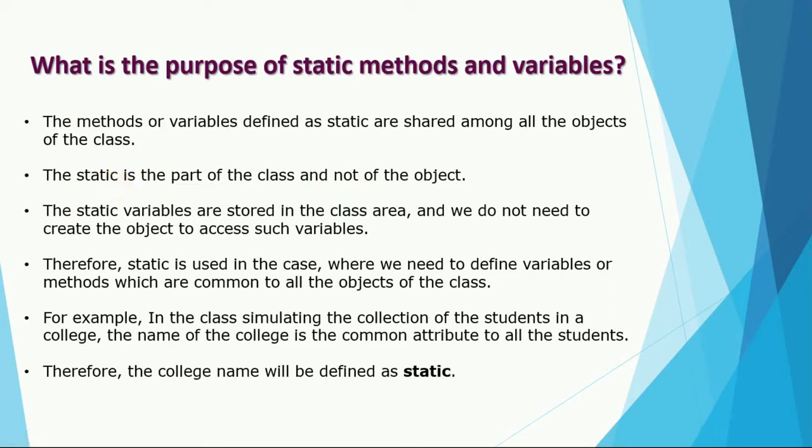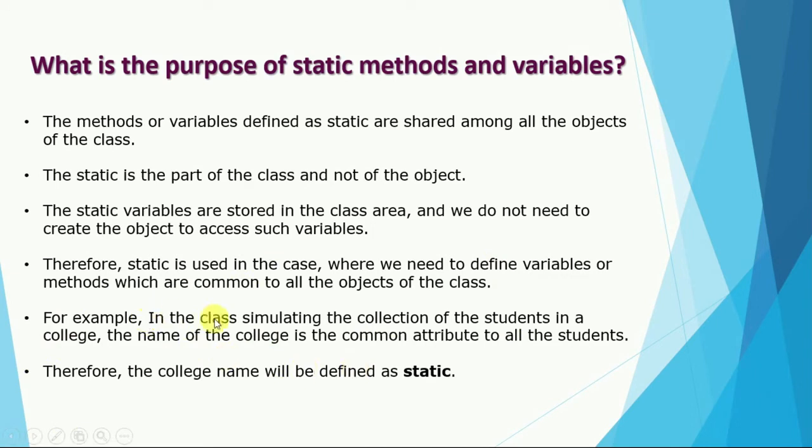Static is only a part of a class, because we don't need any object to initialize a static method or a static variable. Static variables are always stored in the class area and we don't need to create an object to access such variables. Therefore static is used where we need to define variables or methods which are common to all the objects of a class.